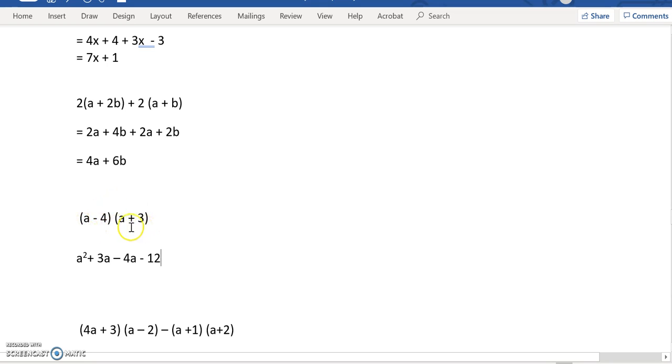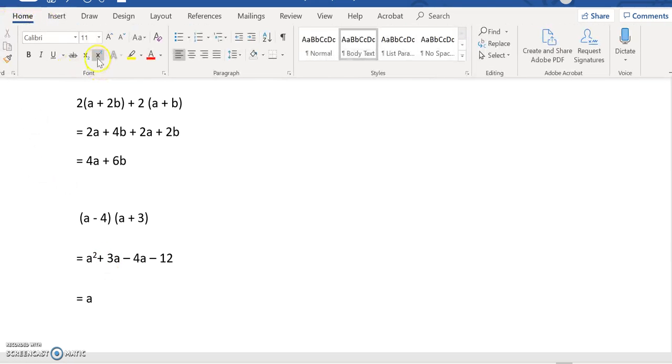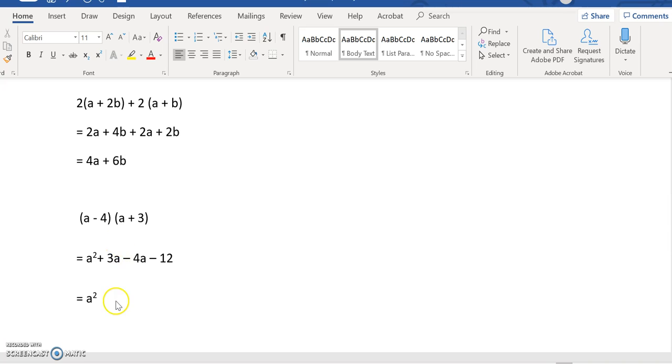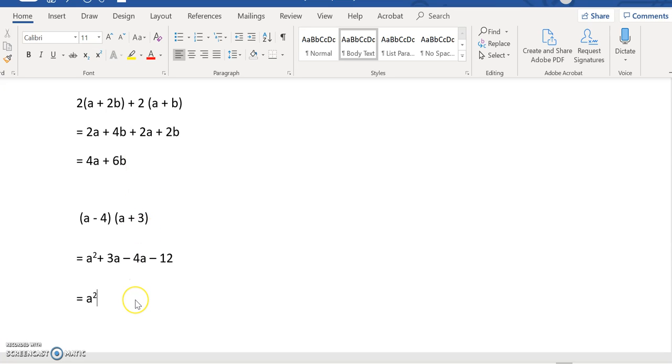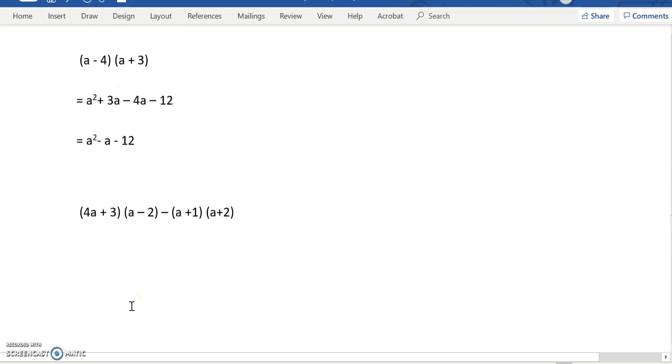We can simplify this just a little bit further, and we get A squared, and then we've got positive 3A minus 4A, so that's going to equal minus 1A, which we just write as minus A, minus 12. And that's our answer to that one, A squared minus A minus 12.